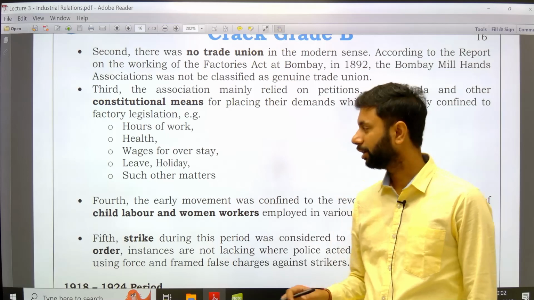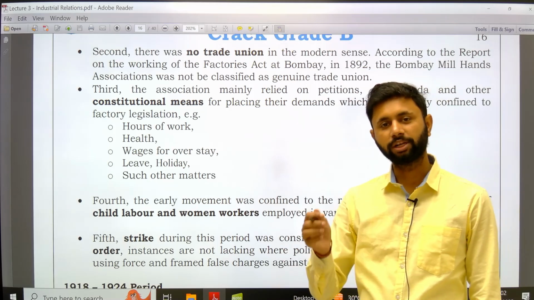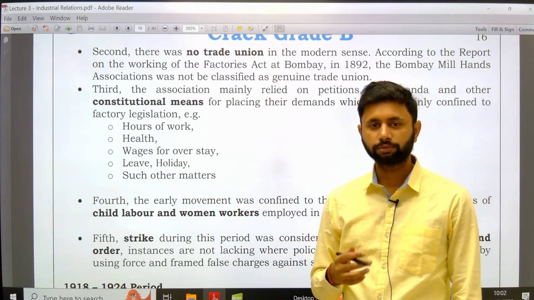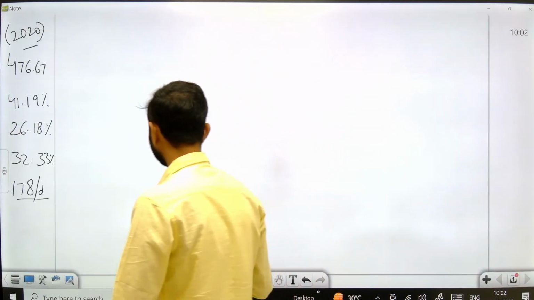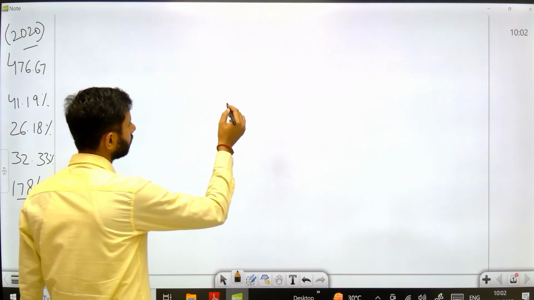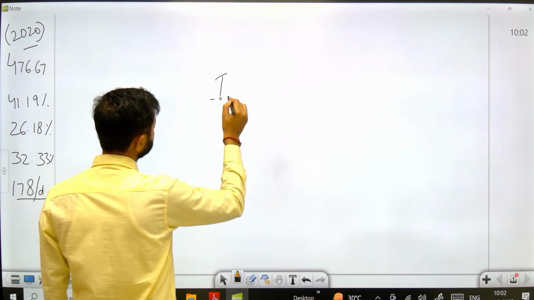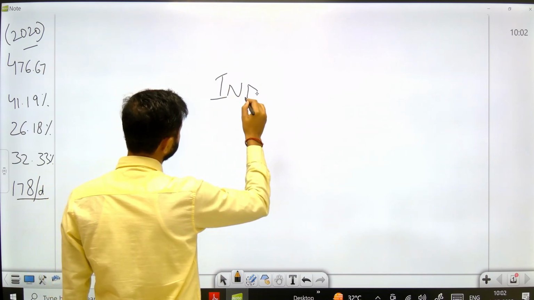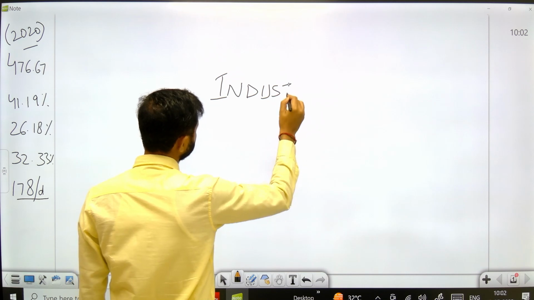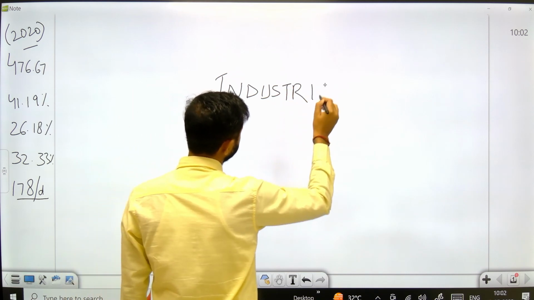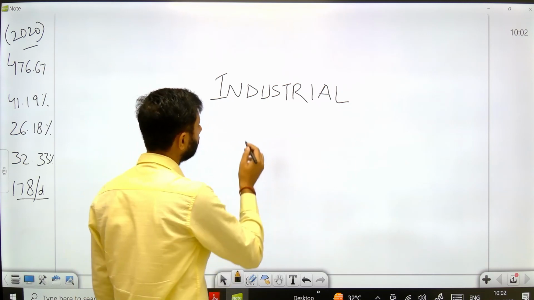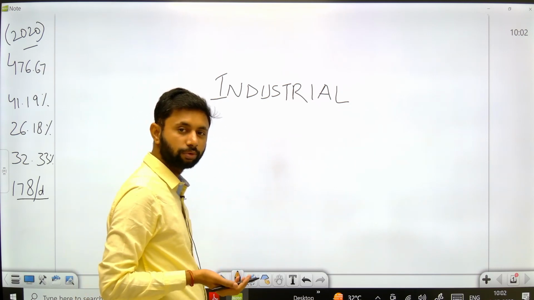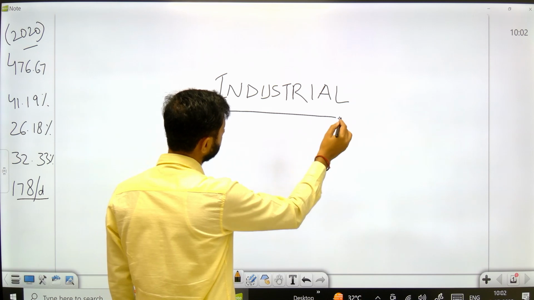In the crux, it talks about industrial relations. It will revolve around industrial relations. So let's recap a bit what we have discussed yesterday. In the earlier series, we've discussed that industrial relations is nothing but a correlation or interrelationships amongst various stakeholders that are within the industry.